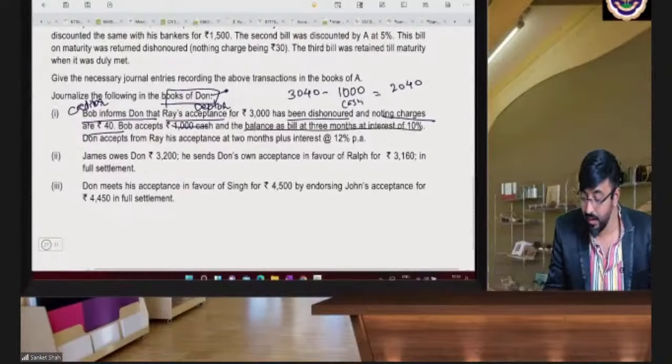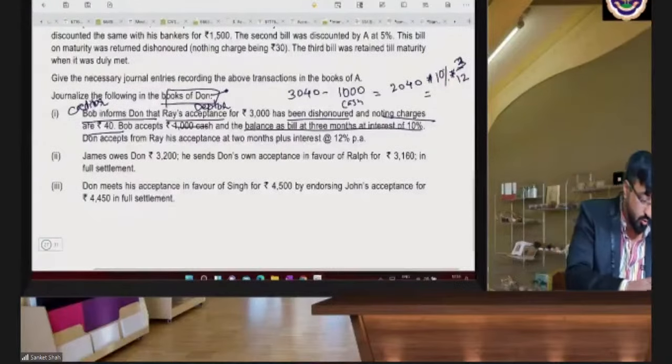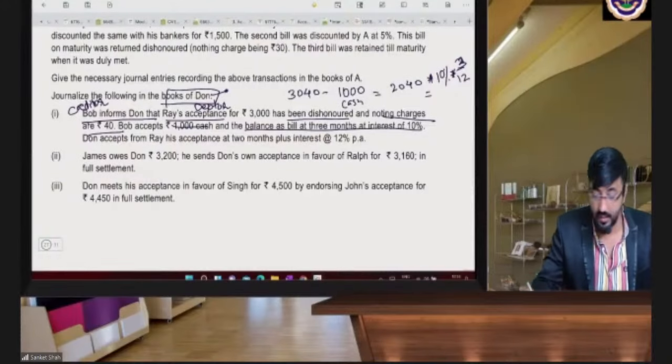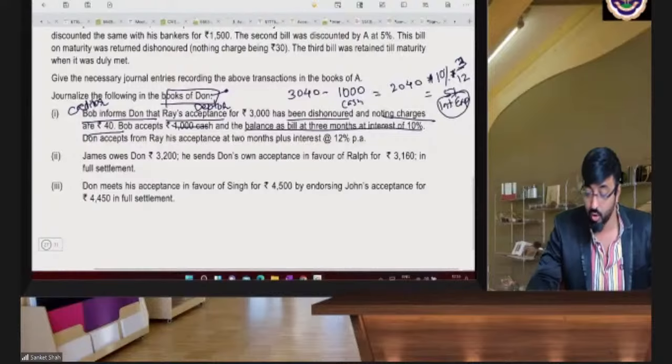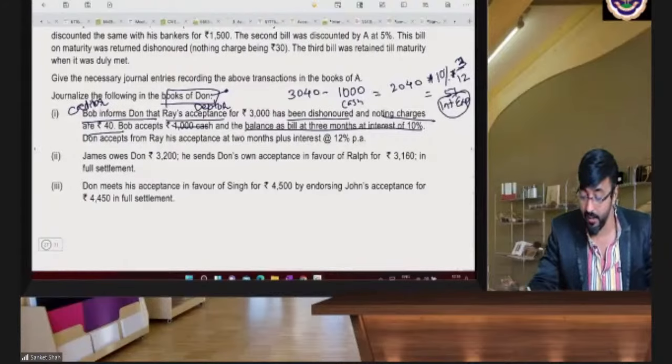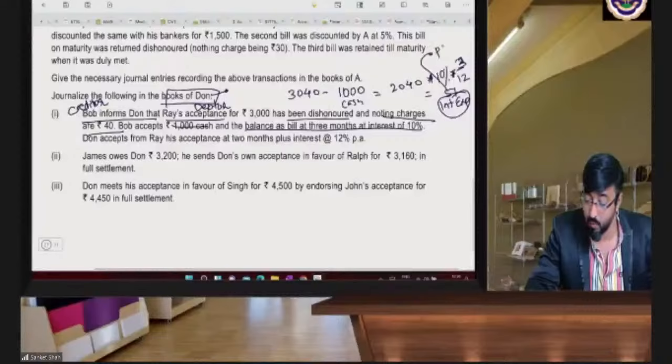The balance bill is of 3 months at the rate of interest. Sorry, it is a 3 months bill. So 2040 into 10% into 3 by 12. So the new bill's interest is 51, which is interest expenditure. We have to pay Bob this amount of 51.